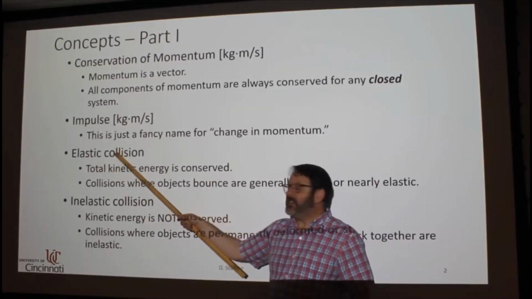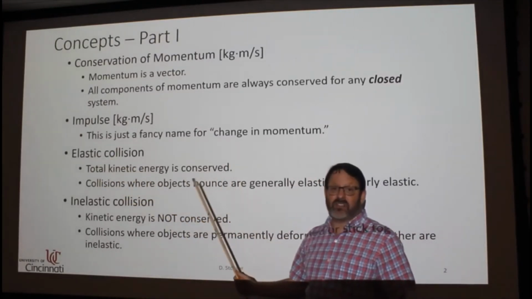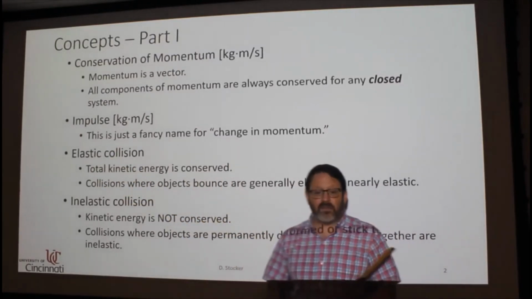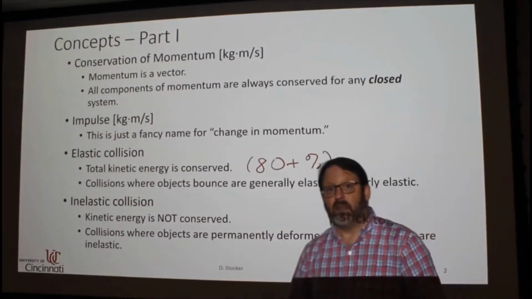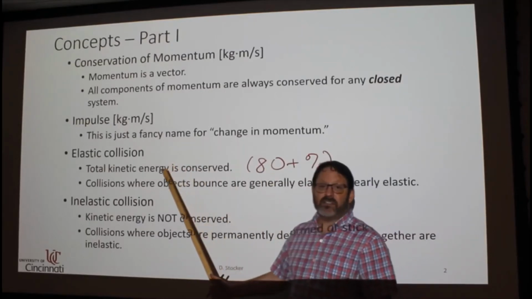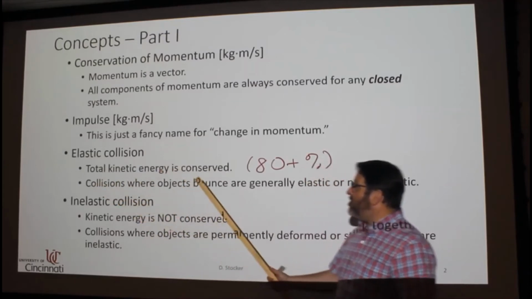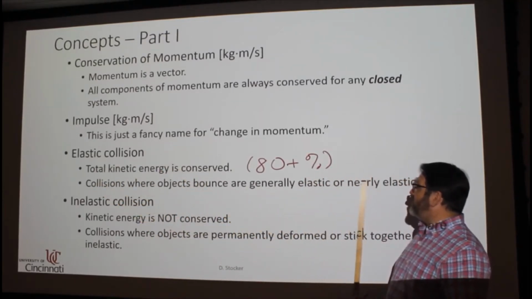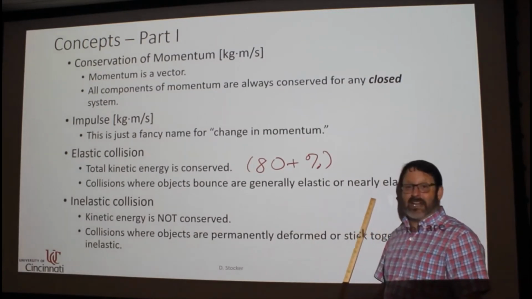An elastic collision is one where the total kinetic energy is conserved. Now for our purposes, we're going to say conserved is 80% or more. So if we're looking at a collision and 80% of the kinetic energy is conserved, we'll call that elastic. Collisions where objects bounce are generally elastic or very nearly elastic collisions.